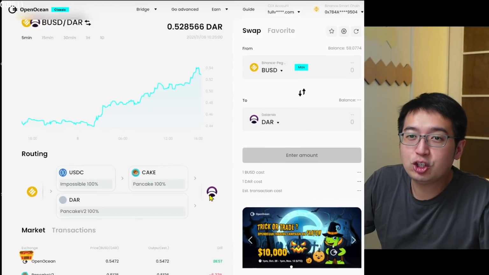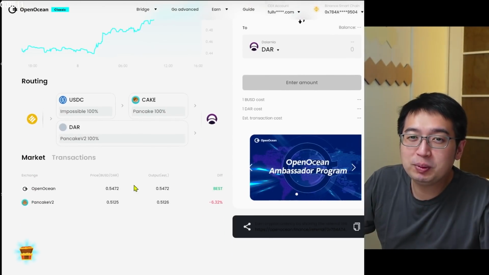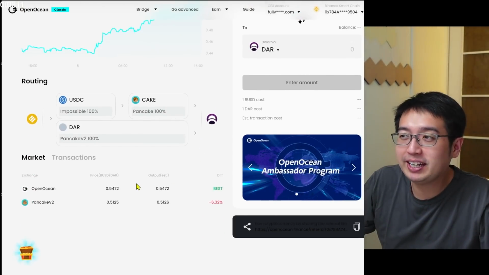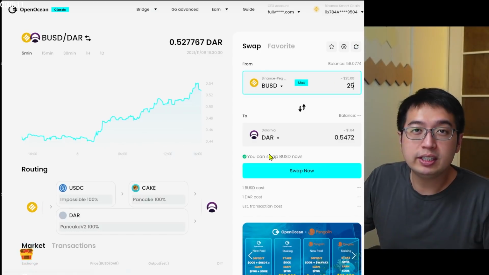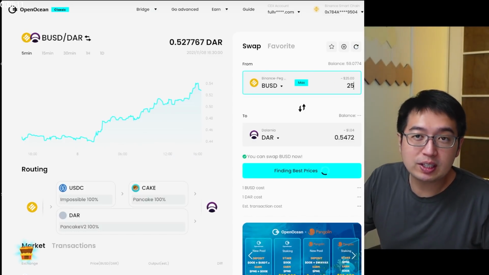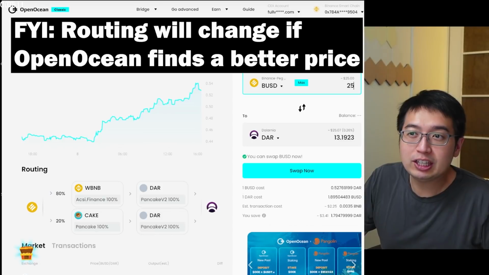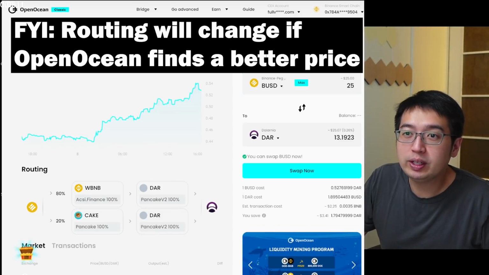So let's make that trade. We're actually going to make this trade in two places. We're going to make it directly on PancakeSwap and on OpenOcean to see how much value we get. So we're going to take 25 BUSD and trade that for DAR. We should get 13.192 in DAR tokens, and we can make that swap.